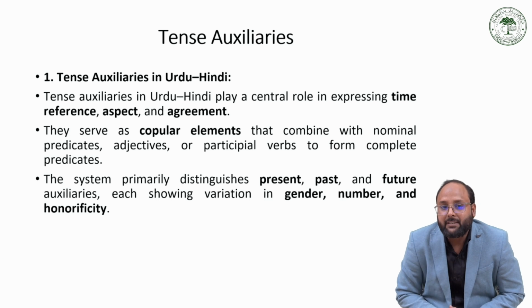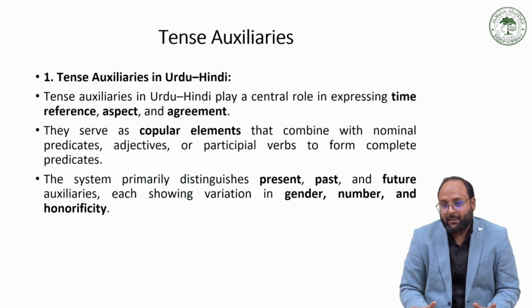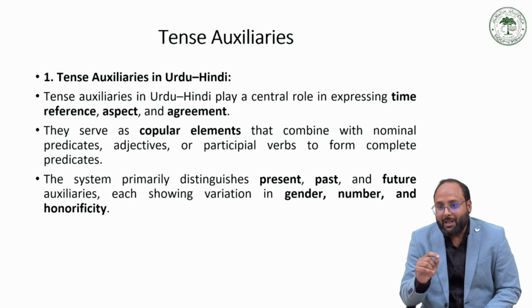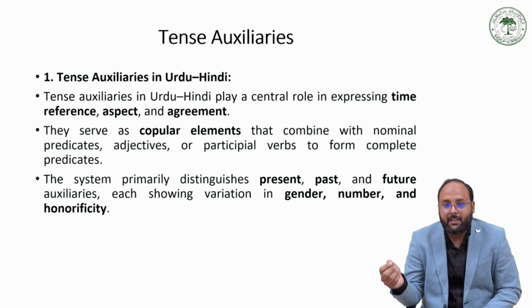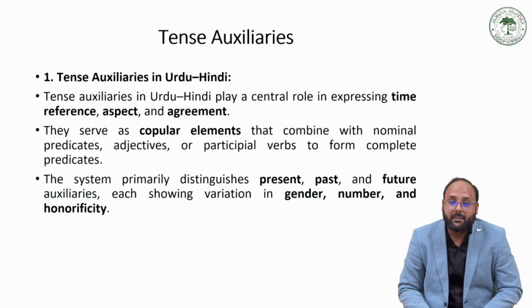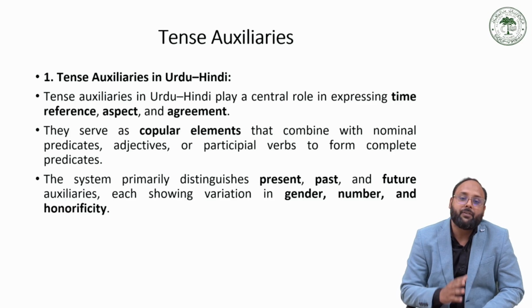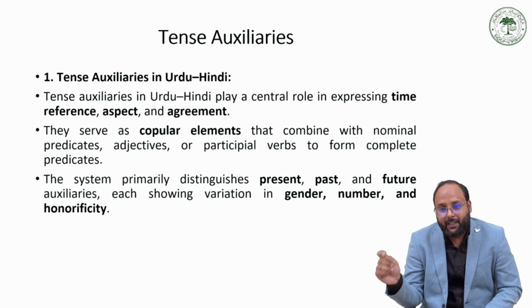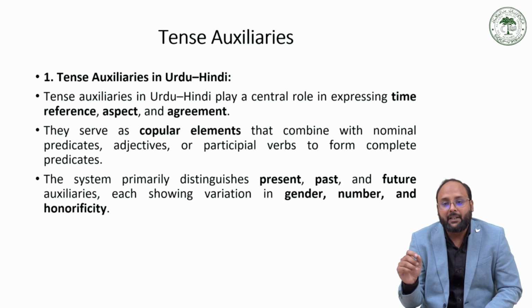The tense auxiliaries play a crucial role in expressing time reference, aspect, and agreement. We refer to the time, whether it is the present tense, past tense, or future tense, and they always change or inflect according to the agreement. With first person we have a different auxiliary, for second person we have a different auxiliary. Like मैं पढ़ता हूँ and हम पढ़ते हैं, वो पढ़ता है, वे पढ़ते हैं. So we have this kind of agreement with auxiliaries.